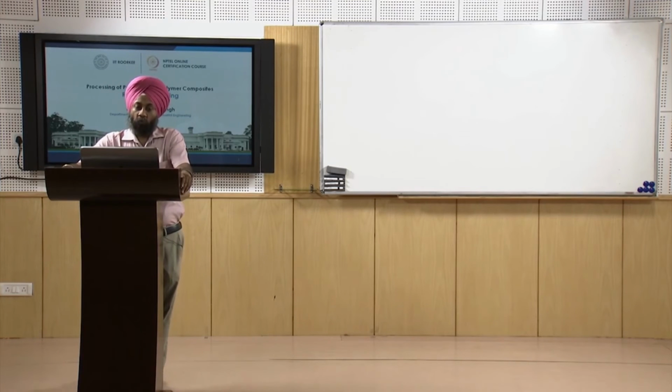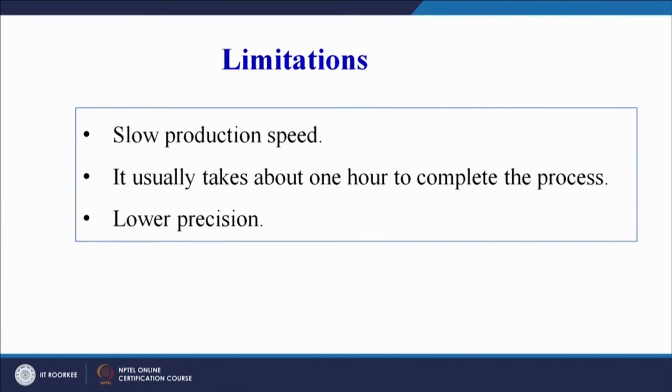What are the limitations of the rotational molding process? As we have seen, it is a slow molding process, because the rotational speeds are slow and it may take a longer time to make a product. It usually takes about 1 hour to complete the process. That depends upon the shape and the complexity of the final product, but in general it may take a cycle time of 30 minutes to 1 hour, and the precision is slightly less as compared to injection molded products.